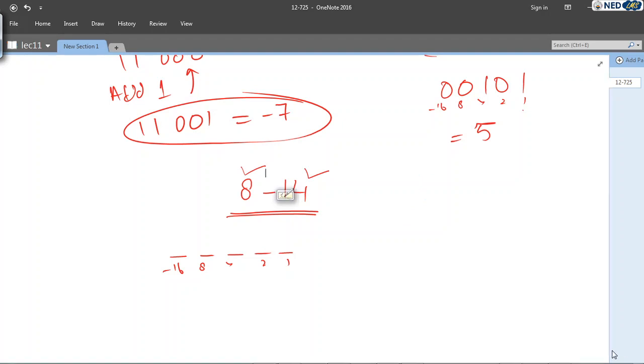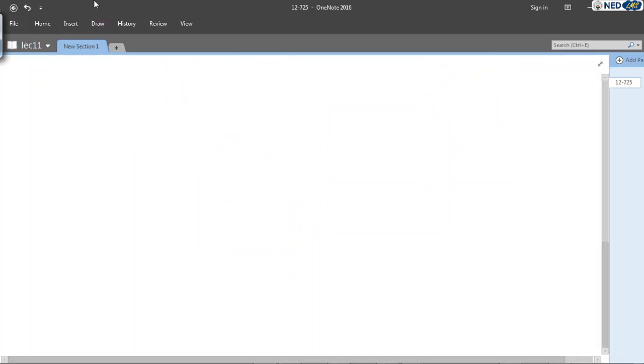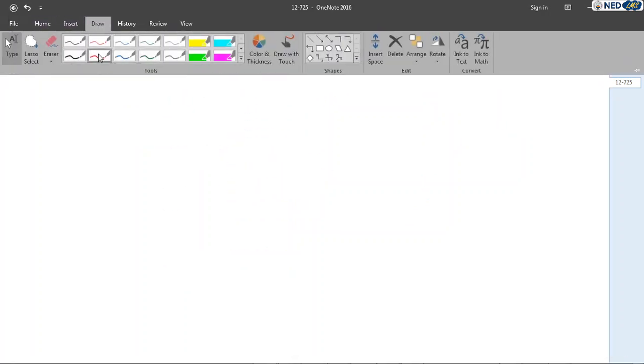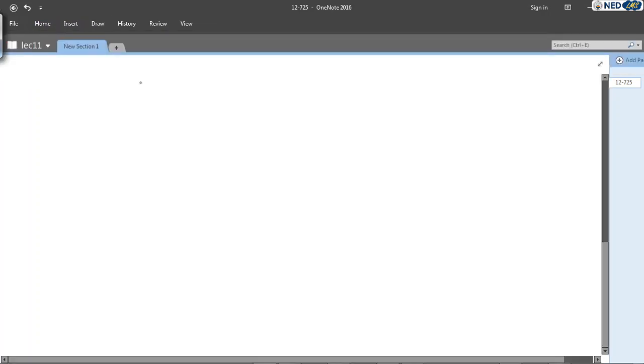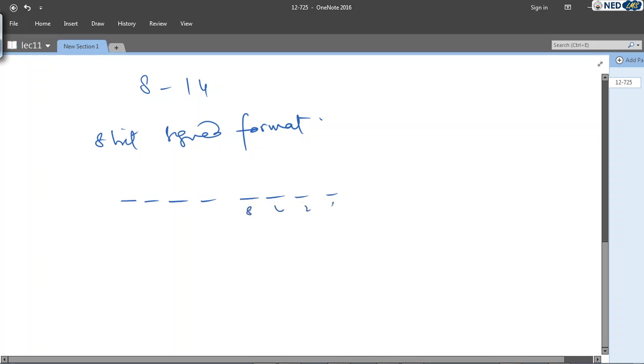So I'm going to do 8 minus 14. Let's pick another pen. I'm going to do 8 minus 14 in an 8-bit signed format. So 8 is, we have 1 2 3 4 5 6 7 8 bits, with place values 1, 2, 4, 8, 16, 32, 64, and -128. So 8 is just put 1 over here and all zeros over here.